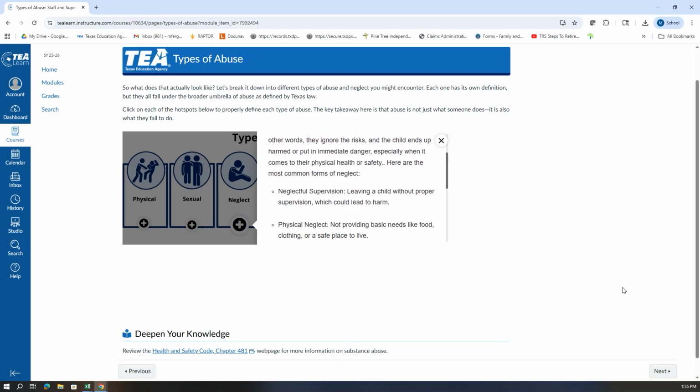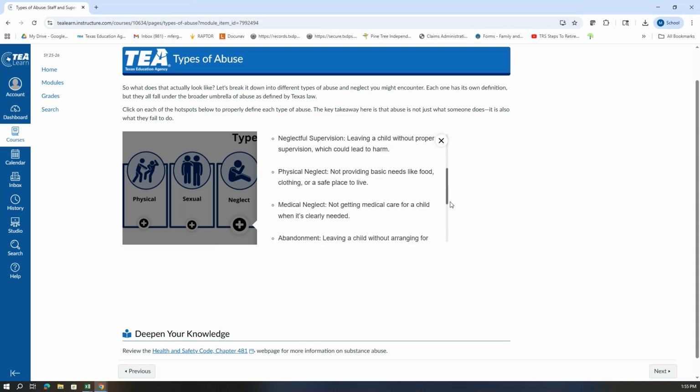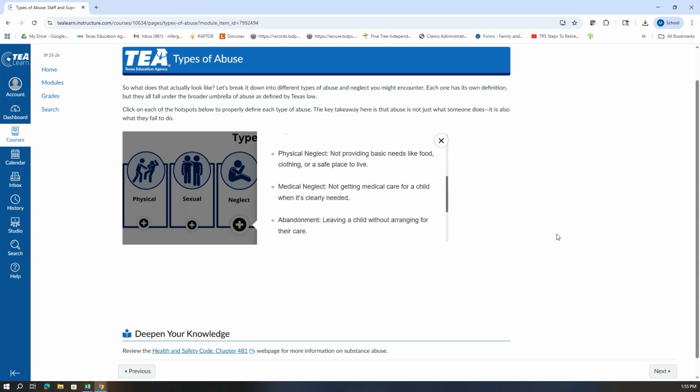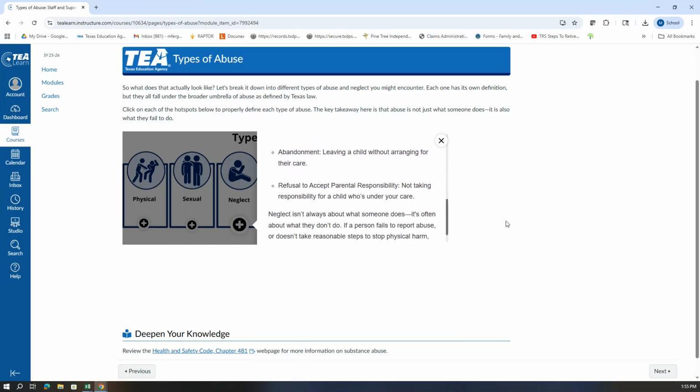Neglectful supervision: leaving a child without proper supervision, which could lead to harm. Physical neglect: not providing basic needs like food, clothing, or a safe place to live. Medical neglect: not getting medical care for a child when it's clearly needed. Abandonment: leaving a child without arranging for their care. Refusal to accept parental responsibility: not taking responsibility for a child who's under your care.